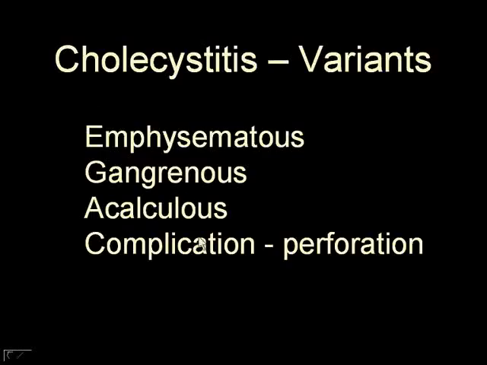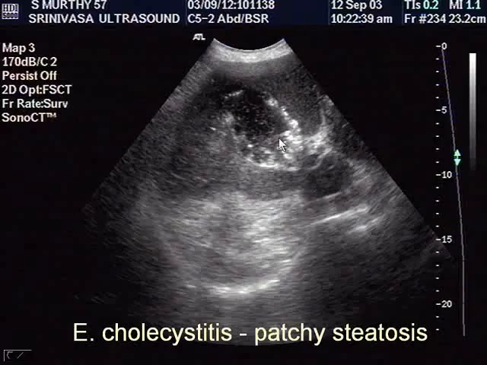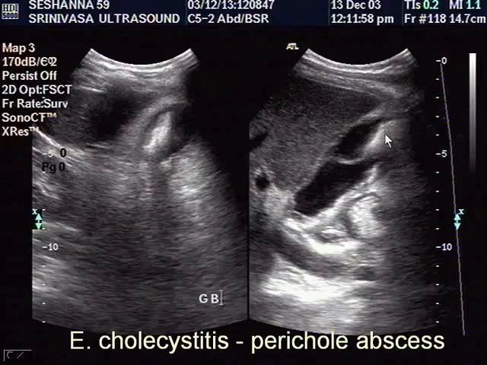Variants of cholecystitis are important. Emphysematous cholecystitis, gangrenous, and so on and so forth. That is emphysematous cholecystitis. We saw that in the previous presentation. That's the semicircular arrangement of the intramural gas. This is again another case of intramural gas with an intramural abscess, emphysematous cholecystitis over there, and that is perhaps an intramural or a pericholecystic abscess.